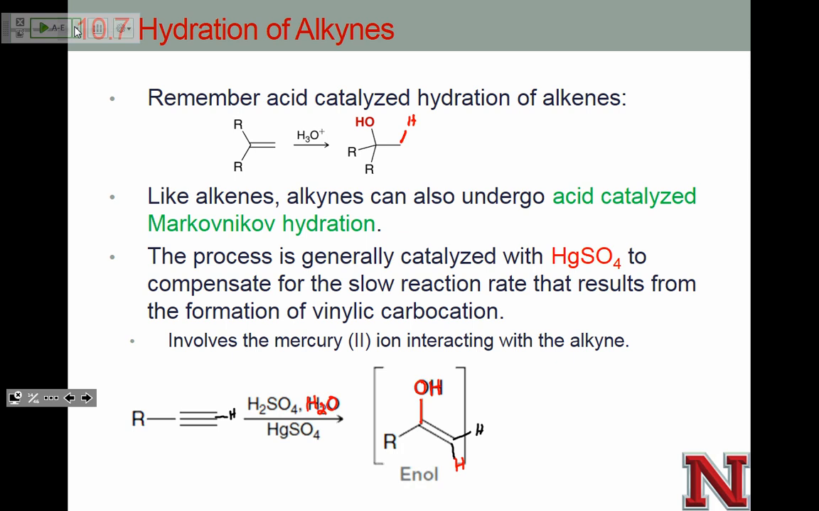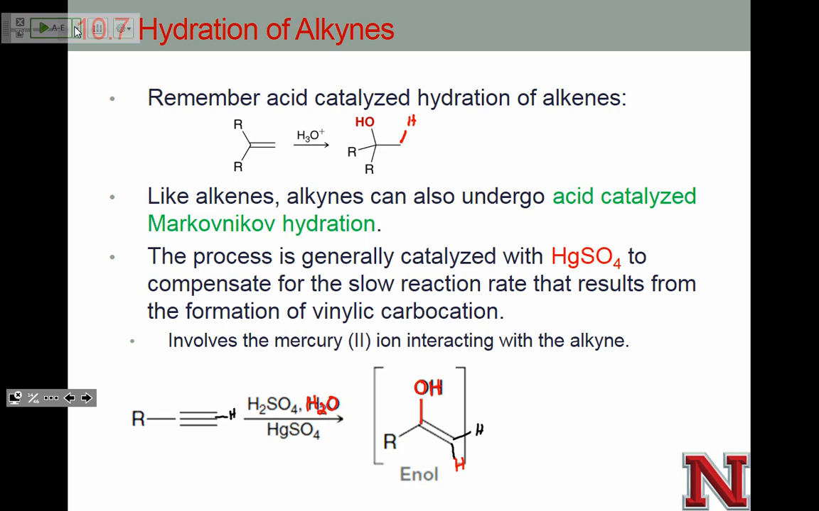Now for this case, it's usually catalyzed by HgSO4 because, remember, our mechanism of acid-catalyzed hydration went through that carbocation. Well, a vinylic carbocation is not very stable, so we can catalyze with HgSO4. We're not going to really form a vinylic carbocation because our mercury is going to interact with that partial positive charge. Remember, it can donate electrons. That's also going to prevent any rearrangement, so no rearrangements are going to occur with this reaction. So you do have to have that mercury sulfate as a catalyst, otherwise this reaction is too slow.